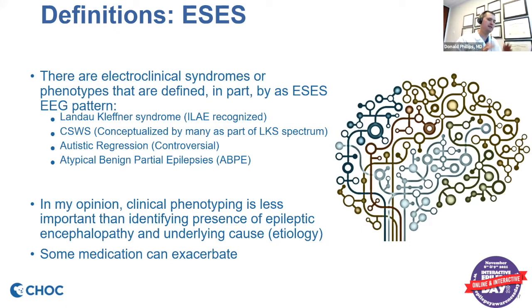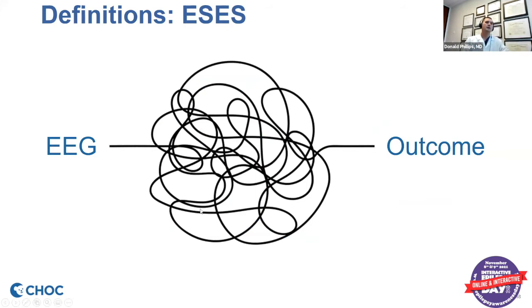So classically, sodium channel blockers like oxcarbazepine and carbamazepine can exacerbate the ESES pattern in certain epilepsies. And so we always want to make sure that, number one, we are doing no harm, and number two, treating and making our patients better. So all of this is to say that there is not a straight line between what we see on the EEG and what we get out at the other end.